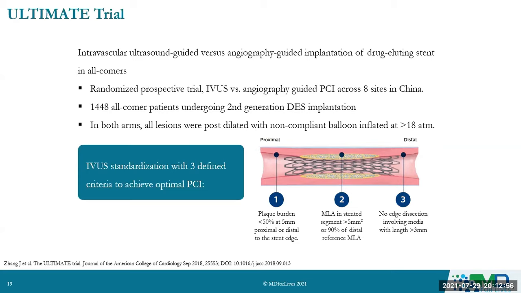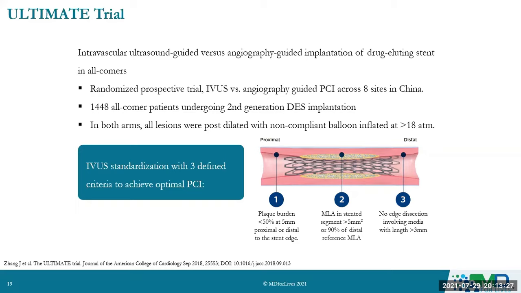There was no selection on length, there was no selection on lesion morphology, left main bifurcations, etc., across 8 sites in China. And this was randomized, as I said, to angiogram versus IVUS guidance. And in order to minimize the amount of heterogeneity between the groups, the rest of the procedure was the same, including that post-dilation was to be performed at a high pressure, so 18 atmospheres or greater. And when IVUS was used, the goal was to meet the ultimate criteria.